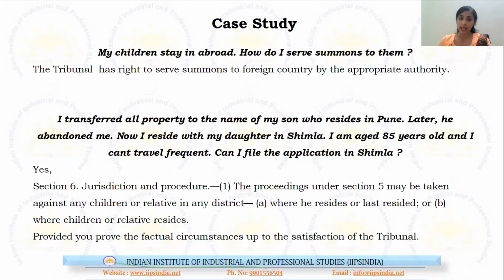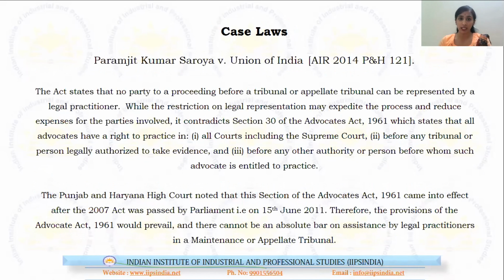Section 6 reads as jurisdiction and procedure. The proceedings under Section 5 may be taken against any children or relative in any district where he resides or last resided, or where the children or relative reside. Again, the application is subject to maintainability by the tribunal. Next, we'll see some of the important case laws.